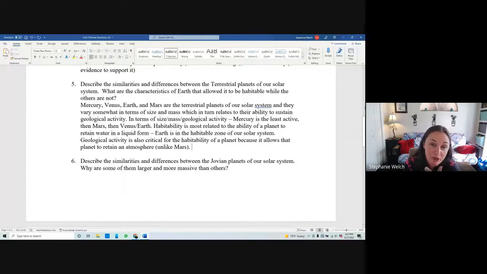I cover other things about the planets too, but probably the first and foremost thing that you need to concentrate on is its ability to maintain geological activity on account of its size and mass. So that's why we cover Mercury first, and then Mars, then Venus, then Earth. And then as we cover Earth, we talk a little bit about what makes it special, what makes it an oasis of life. So that's question 5.